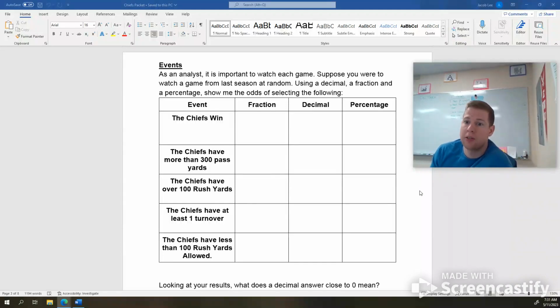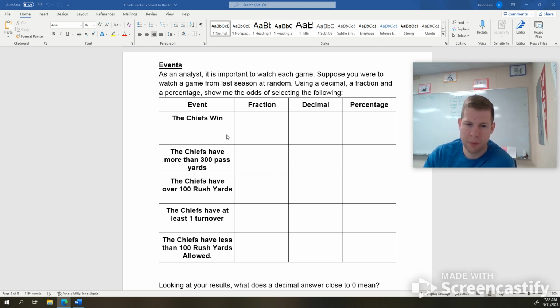This page probably has the most math, this page and the next page. And that's okay. We haven't done a ton up until now. It's a lot of calculator work. It's just knowing what to put into your calculator. But these are events, things that happened throughout the season that we're going to look at and see statistically what was the probability of this event occurring.